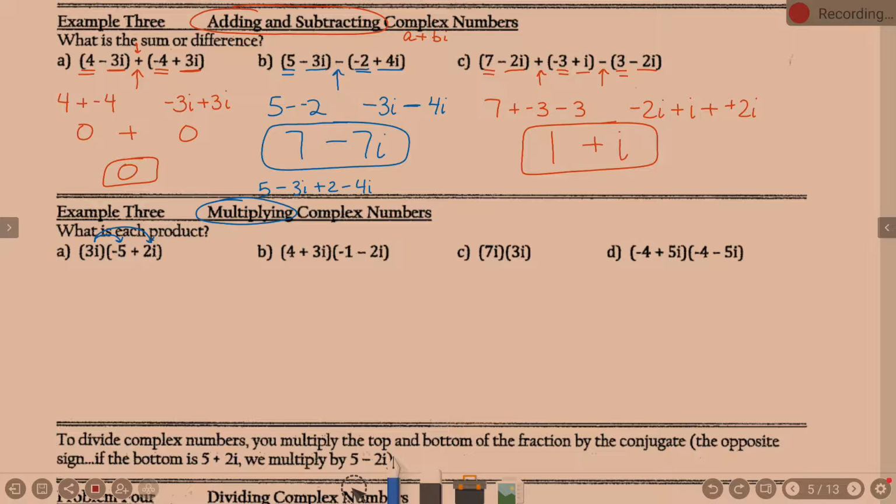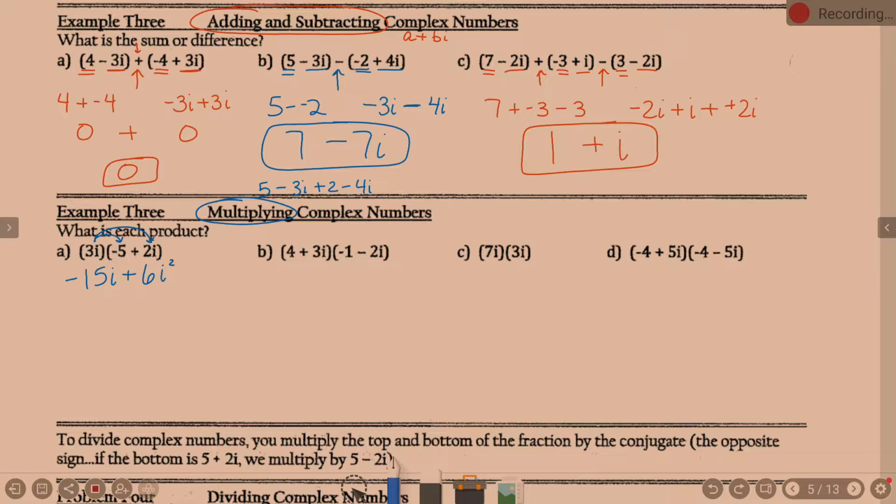Negative 15. Okay. 3i times negative 5, so 3 times negative 5 is negative 15, tag an i on, plus 3i times 2i. 3 times 2 is 6. i times i is i squared. Negative 6i squared, no, positive 6i squared. Just like variables. If you multiply x times x, you get x squared. So we're multiplying i times i, we get i squared. You treat them a lot like variables.